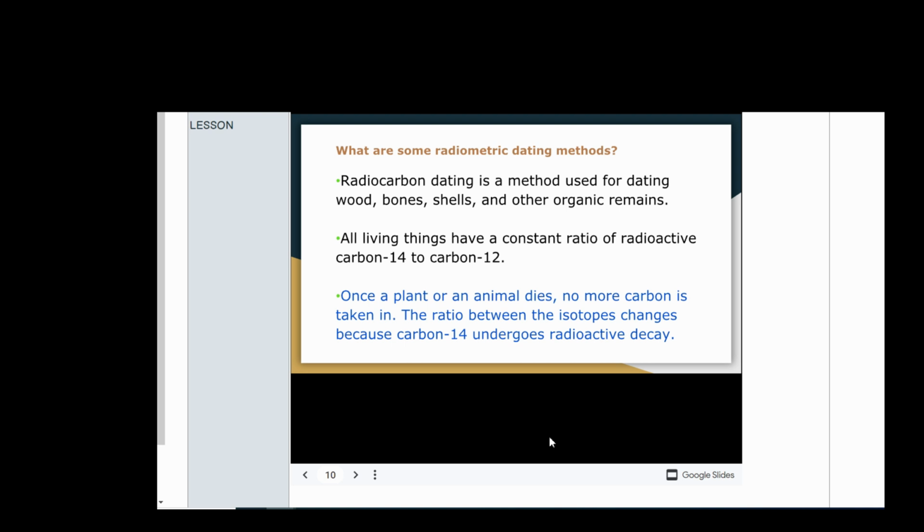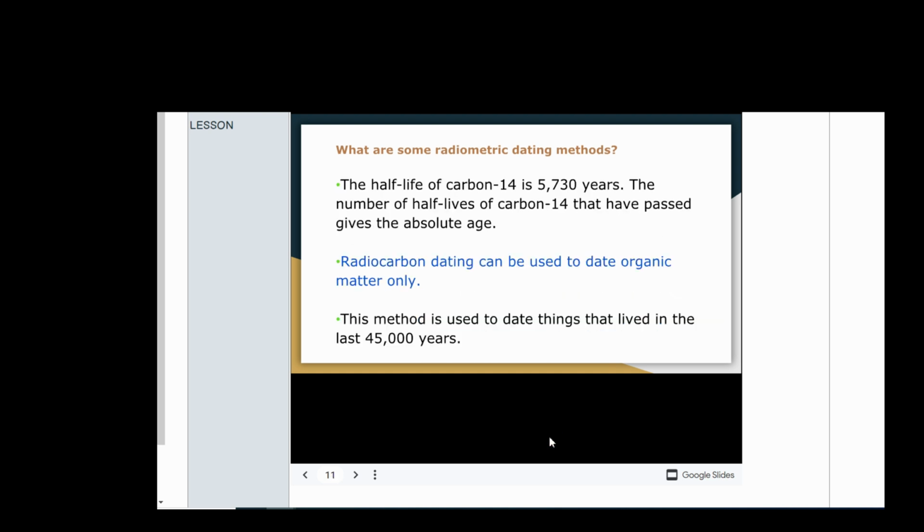So once the organism dies, it's no longer taking in carbon from the environment. So when this carbon degrades, more gets taken in and replaces it. Once it dies, that process stops happening. So then when that degradation happens, and you have radioactive decay, then you start losing the carbon. And that's why this works so well.